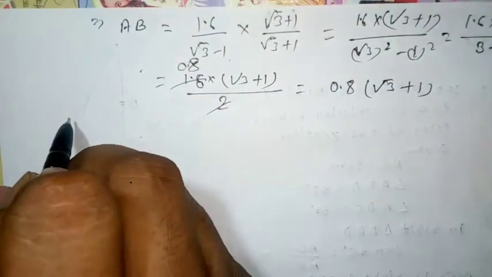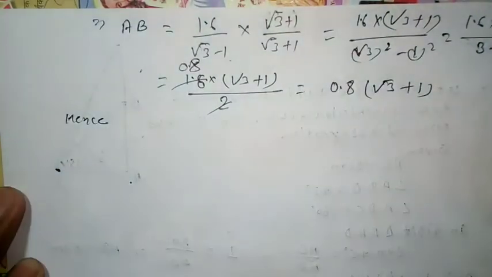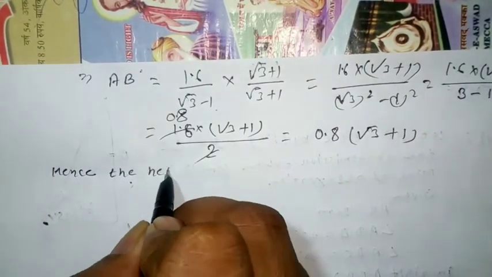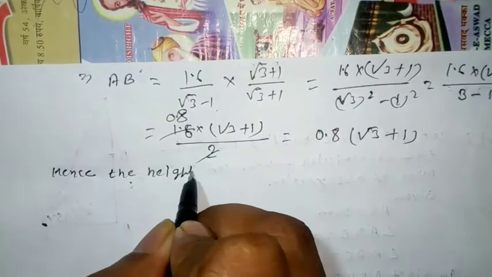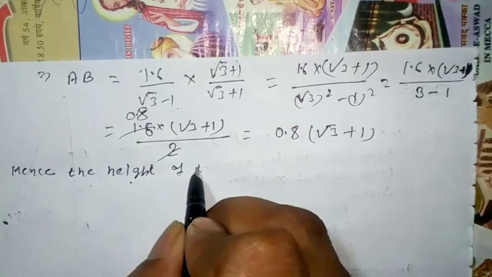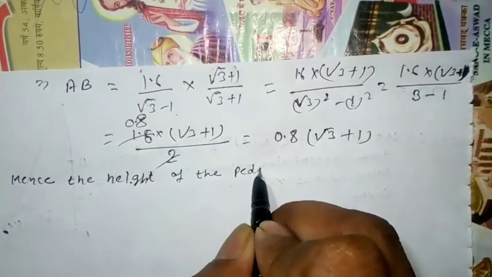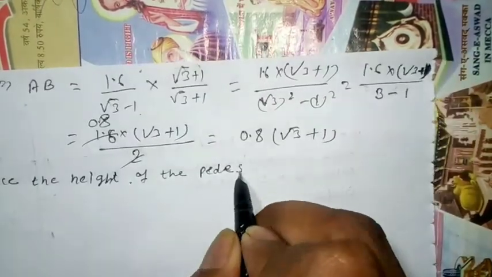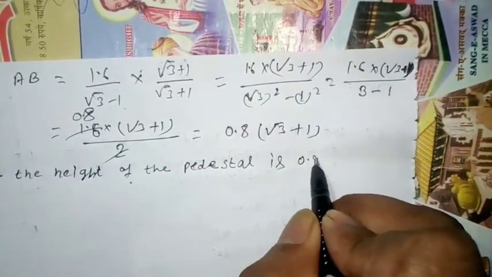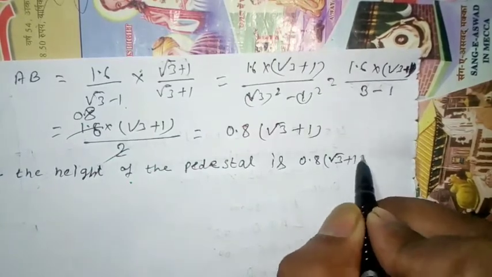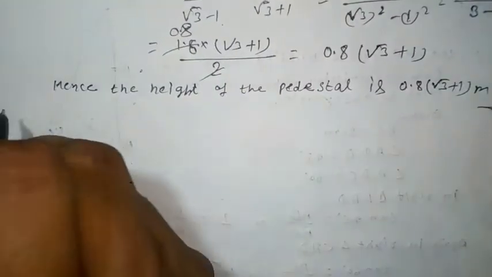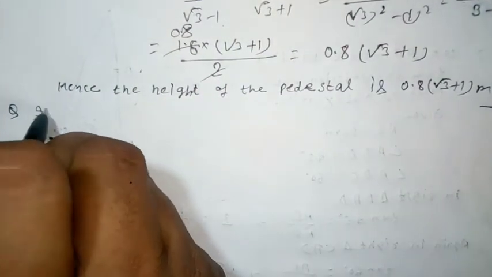Hence, the height of the pedestal of the statue is 0.8 times root 3 plus 1 meters. Answer. The next question, question number 9.